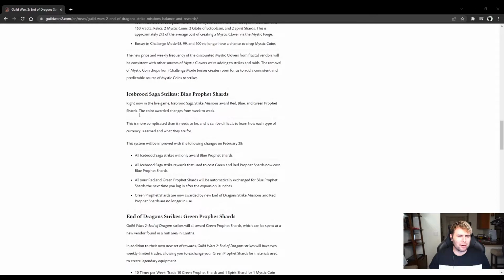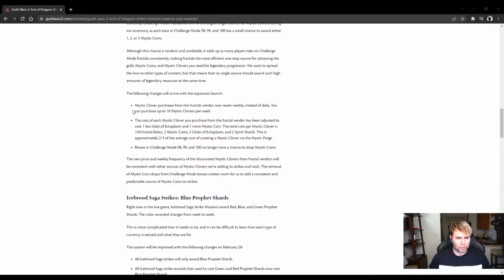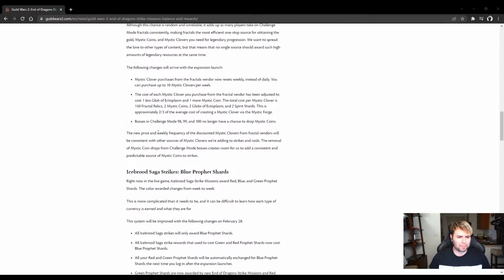Pretty much, they are taking away from what I can see, Mystic Clover purchases from fractals now reset weekly. Now the cost of the clovers you purchase from the fractal vendor has been adjusted to cost one less glob of ecto and one more Mystic Coin. So the total cost per clover is now 2 Mystic Coins, 2 globs. And they no longer have a chance to drop Mystic Coins.